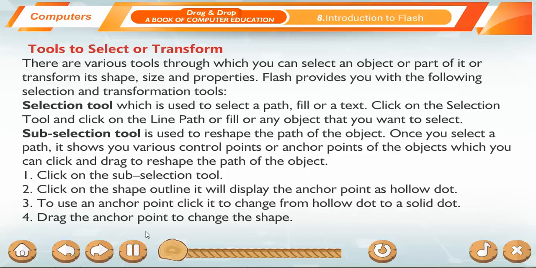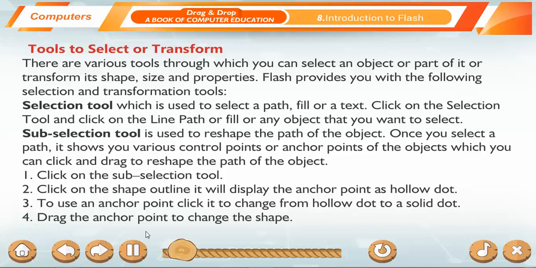Tools to select or transform. There are various tools through which you can select an object or part of it or transform its shape, size and properties. Flash provides you with the following selection and transformation tools. Selection tool, which is used to select a path, fill or a text. Click on the selection tool and click on the line path or fill or any object that you want to select. Sub-selection tool is used to reshape the path of the object.